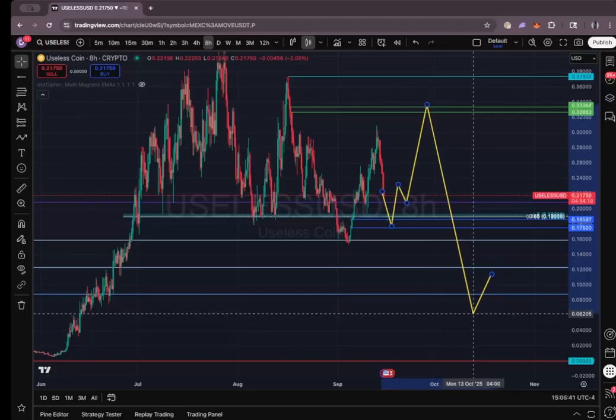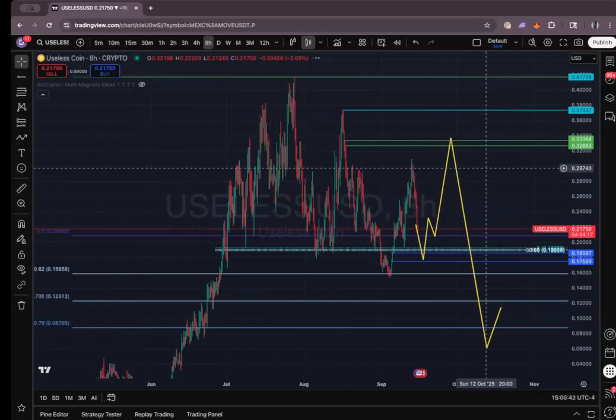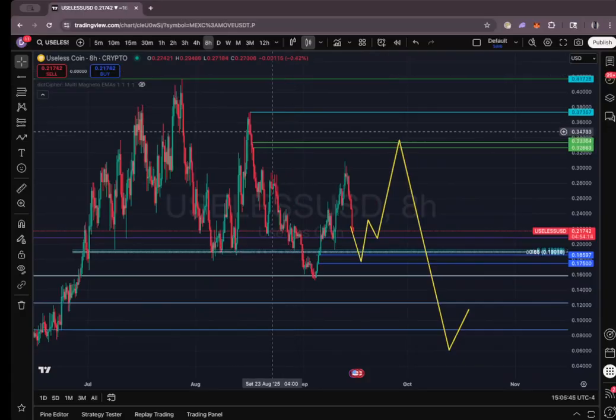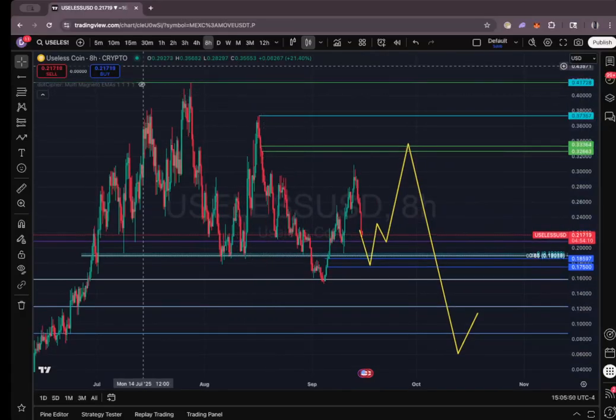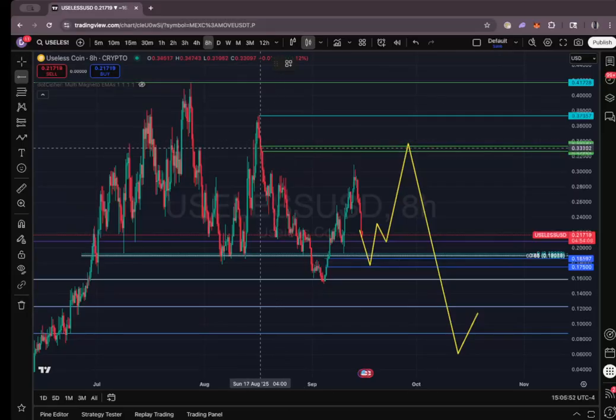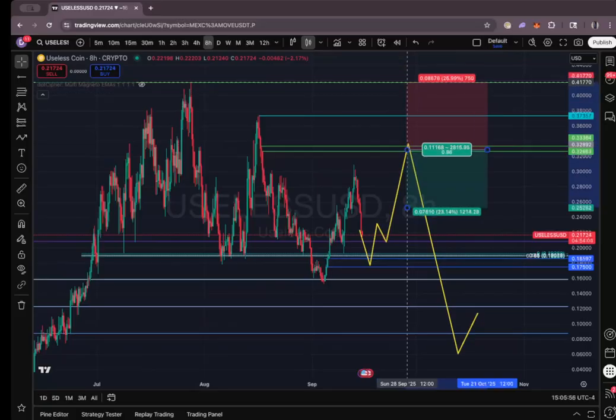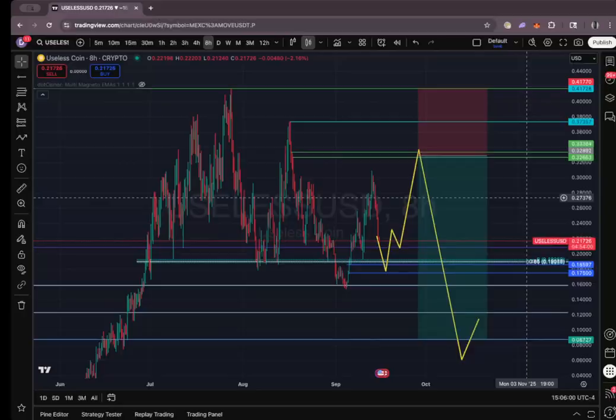So, what I might do, this is actually not too bad of a short, though, if you take the limits against this range and then risk anchor from the previous high. That's not too bad of a short.